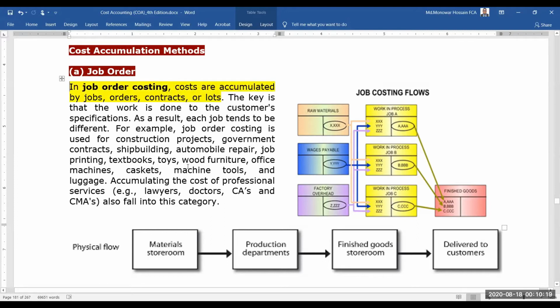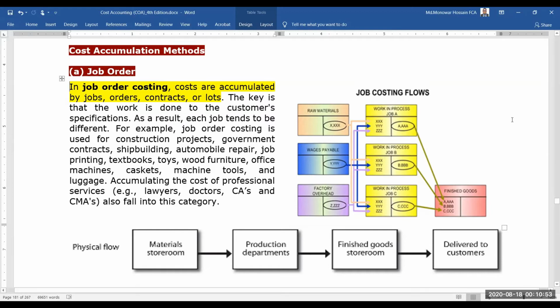The key is that the work is done to the customer's specification. As a result, each job tends to be different. For example, job order costing is used for construction projects, government contracts, shipbuilding, automobile repair, job printing, textbooks, toys, wood furniture, office machines, etc. Also, professional services, that means lawyers, doctors, CAs, CMAs, also fall into that category.